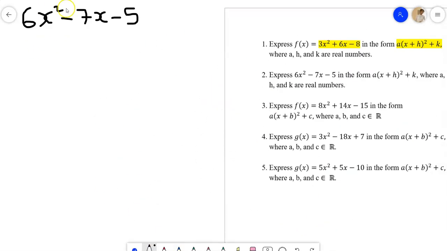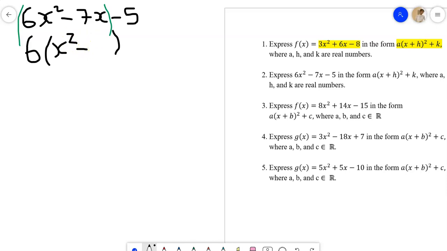Alright, so the first thing that we are going to do is to factor out the coefficient of x squared. So we're going to be factoring out 6. And what we're going to do is divide both terms by 6. So 6x squared divided by 6, that leaves us with x squared. Keep the sign in the middle.